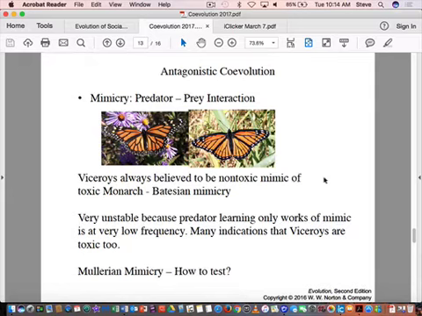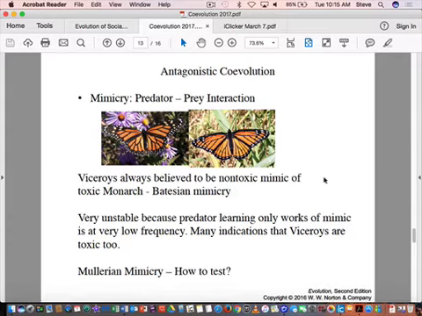So everybody always thought Batesian mimicry was really hard to evolve, and everybody believed that this was an example of Batesian mimicry. Guess what? They were wrong for hundreds of years because nobody tested it. Batesian mimicry is really unstable. It's a really hard thing to get to work, because predator learning only works if the mimic is at very low frequency.